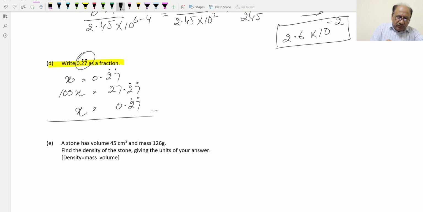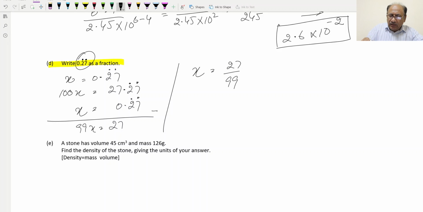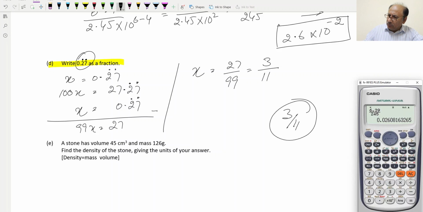After subtraction, we will get 99x is equal to, this recurring portion will be gone, and the remainder will be 27. So x is equal to 27 over 99, and we can divide this by 3. 9 3s are 27 and 9 11s are 99. So the final answer will be 3 by 11. And if we check with the calculator, 3 divided by 11 is equal to a decimal value which is recurring, 0.27.